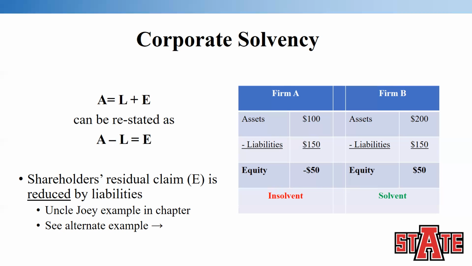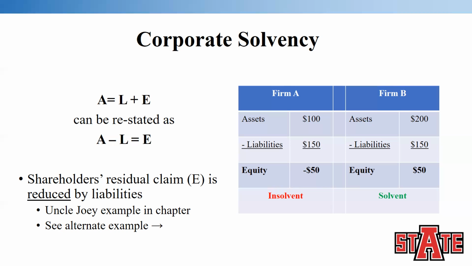And so we can illustrate this solvency concept two ways. One is looking at the very basic Uncle Joey example shown in the chapter, which deals more with personal finance. It's a fine example. I prefer this alternate example on the right-hand side of the slide that you can look at here that I put together. Suppose we look at two different firms, firm A and firm B. Simple math here again.